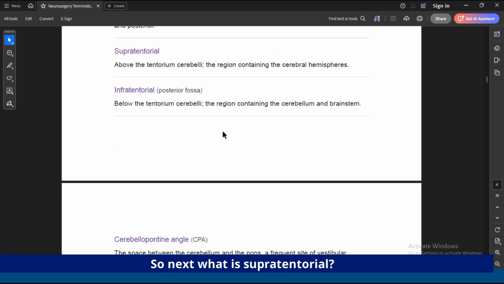So next, what is supratentorial? Above the tentorium cerebelli, the region containing the cerebral hemisphere, is called supratentorial, meaning above the tentorium cerebelli.